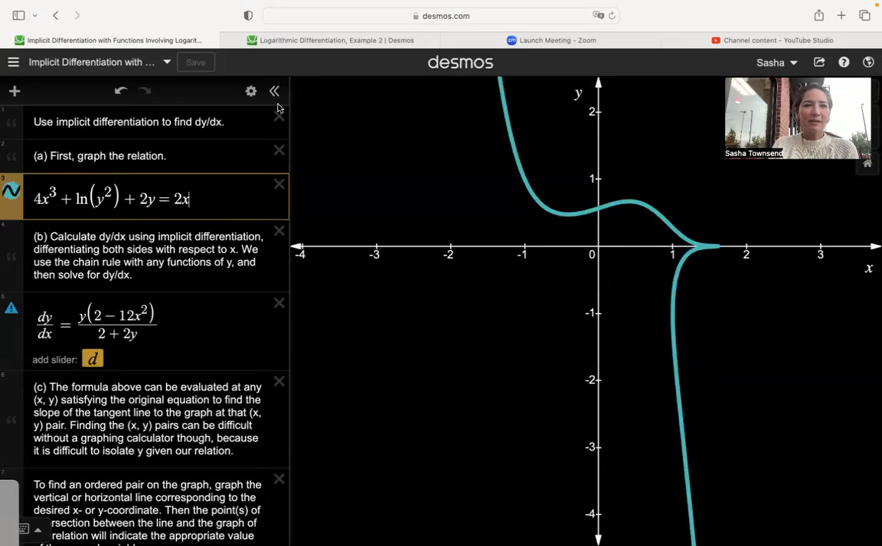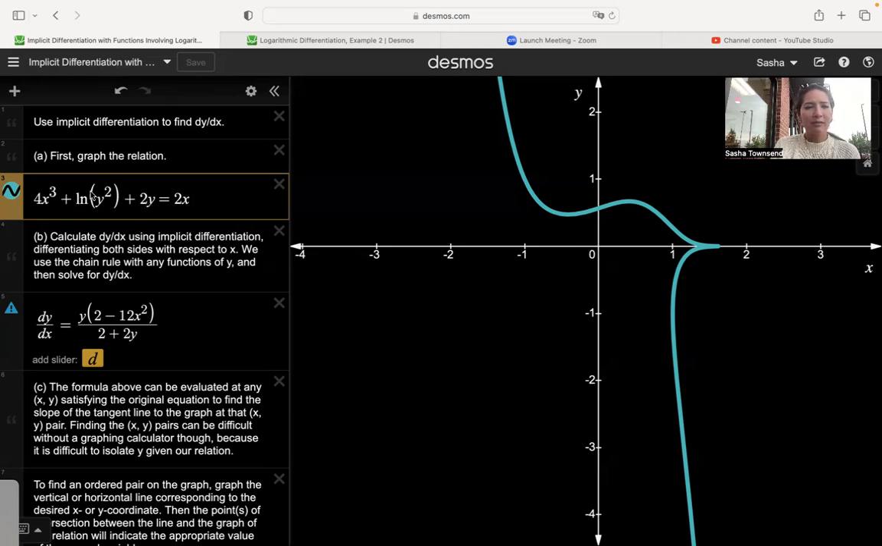In this video, we work another implicit differentiation problem. This problem involves the logarithm as well, but this time it's not easy to solve for x as a function of y or y as a function of x. So we've got this natural log of y squared and 2y term in our relation.